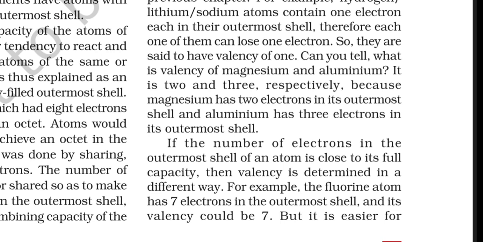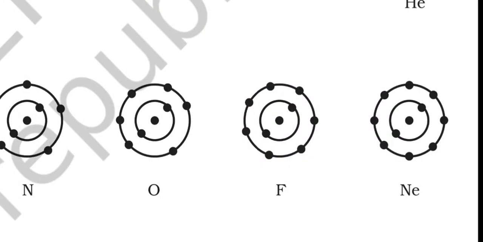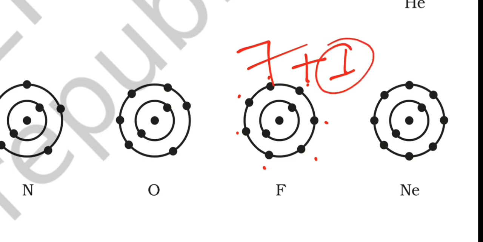For example, the fluorine atom has 7 electrons in its outermost shell. So we count 1, 2, 3, 4, 5, 6, 7. 7 electrons in the outermost shell, and the valency could be 7. But it is easier for fluorine to gain 1 electron instead of losing 7 electrons. So in this case, fluorine will accept or gain 1 electron from outside. So the valency of fluorine is 1, because it will gain 1 electron to complete its octet. Hence the valency is determined by subtracting 7 electrons from the octet, and this gives a valency of 1 for fluorine.